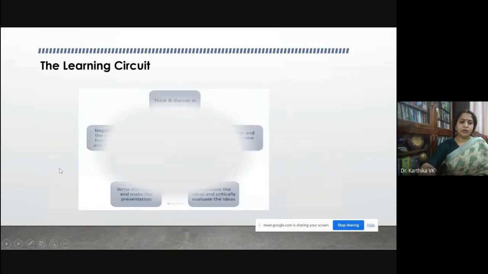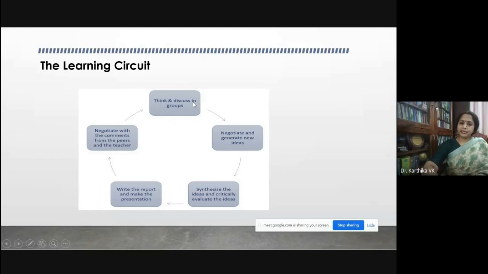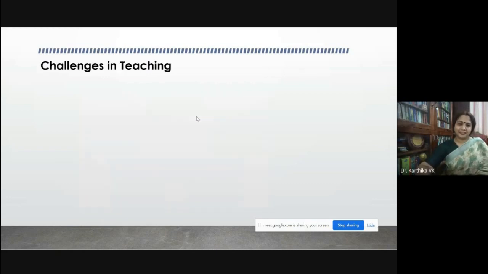I'll be concluding now. This was the learning circuit. They think and discuss in groups, negotiate and generate new ideas, synthesize the ideas and critically evaluate the ideas, write the report and make the presentation, negotiate with the comments from the peers and from the teacher, then again think and discuss. So the circuit will go on. That is why I said there is a continuum. It's not that at one point it gets stagnated. The discussion topics may differ. We took climate change, then the next round it might be gender, something else, or another aspect of climate change. So that loop is endless and it will run.